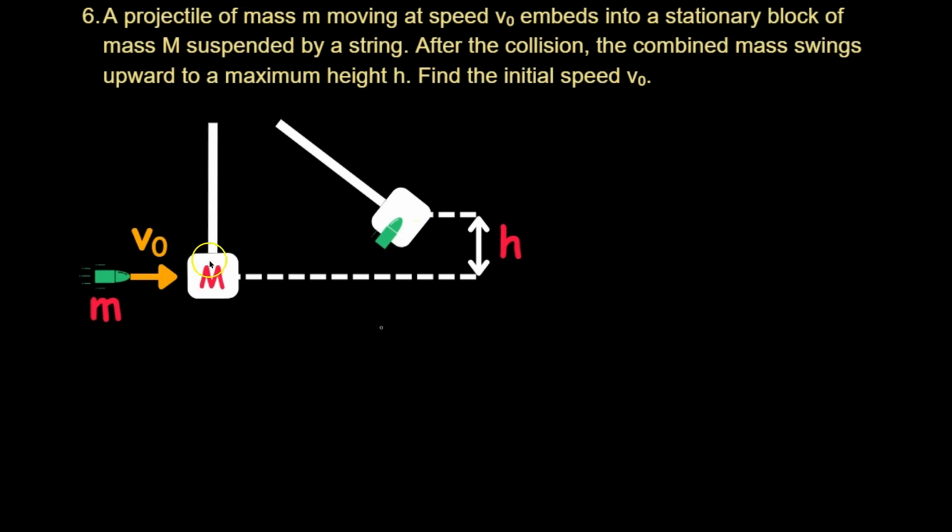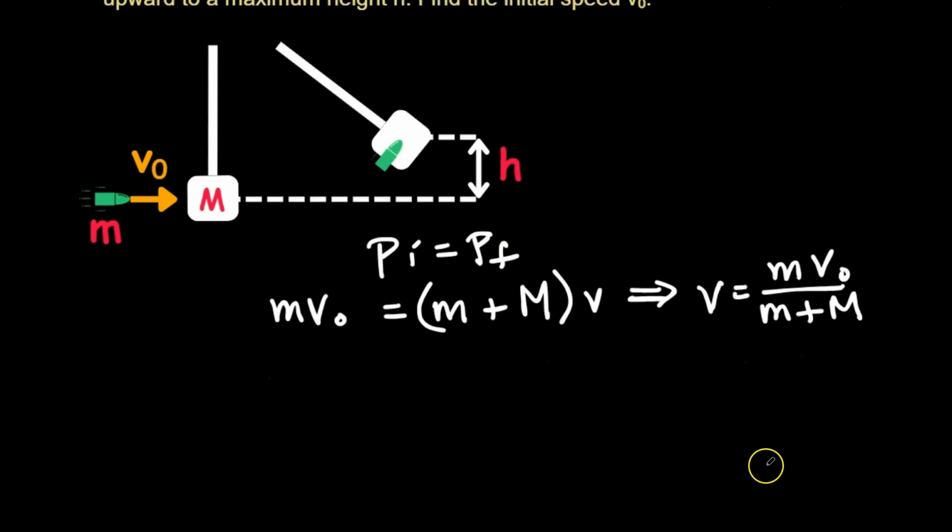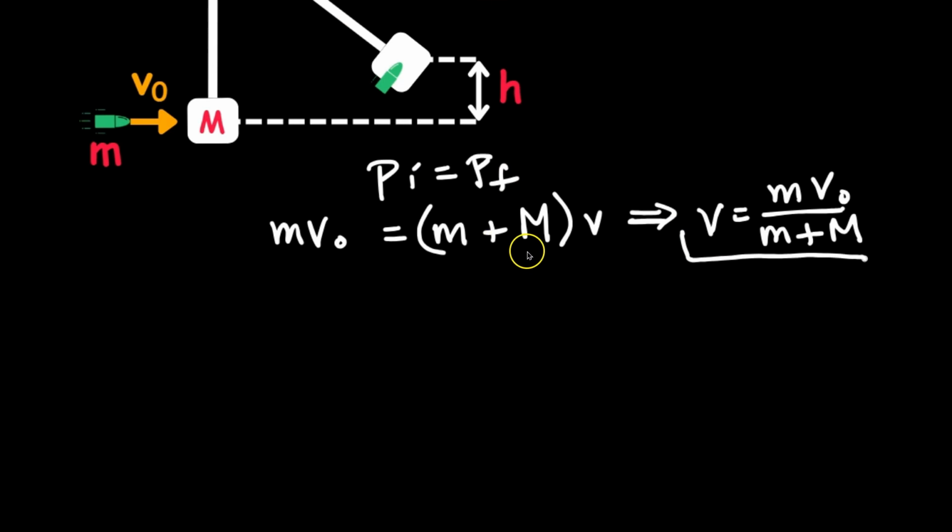First, we're going to look at the part where the bullet gets embedded into the mass big M. When the bullet gets embedded into the mass big M, we can use the conservation of momentum, which states that the total initial momentum equals the total final momentum. The initial momentum is just the momentum of the bullet, which is mv0. The final momentum is the momentum of the bullet and the mass big M times their final velocity. And the final velocity is equal to mv0 divided by the mass of the bullet plus the mass of the block, which is big M.